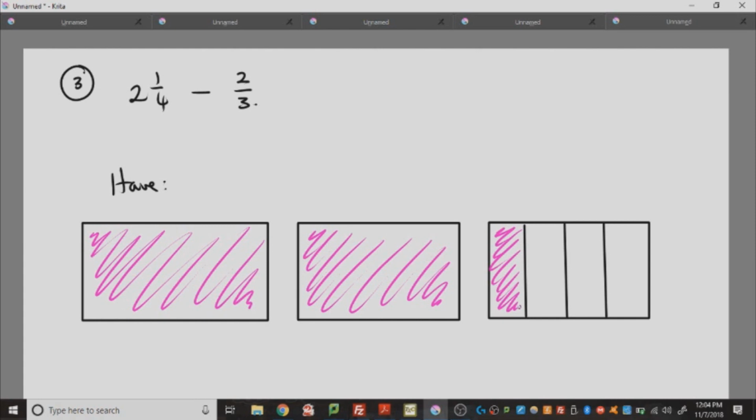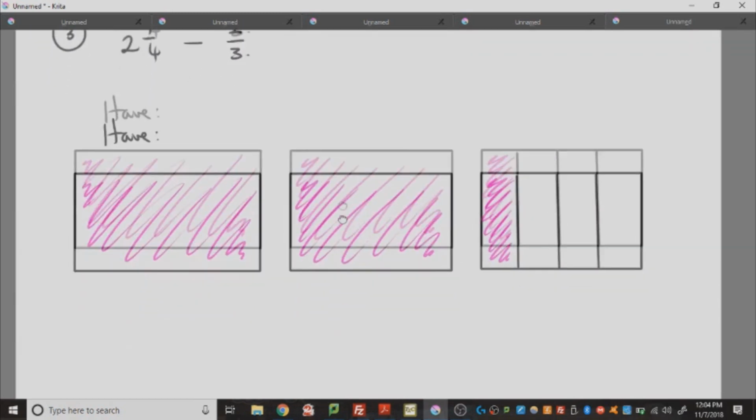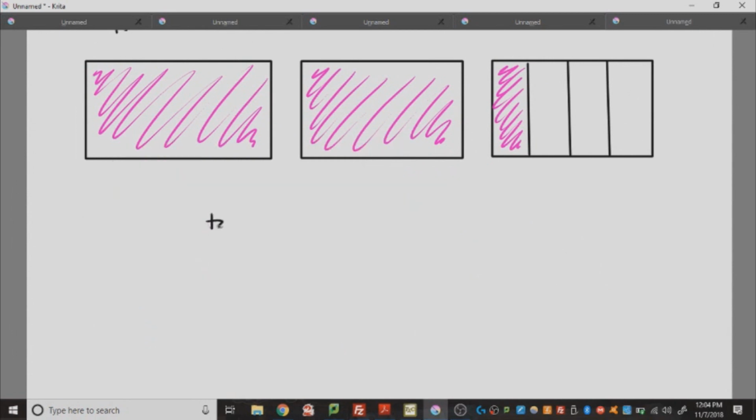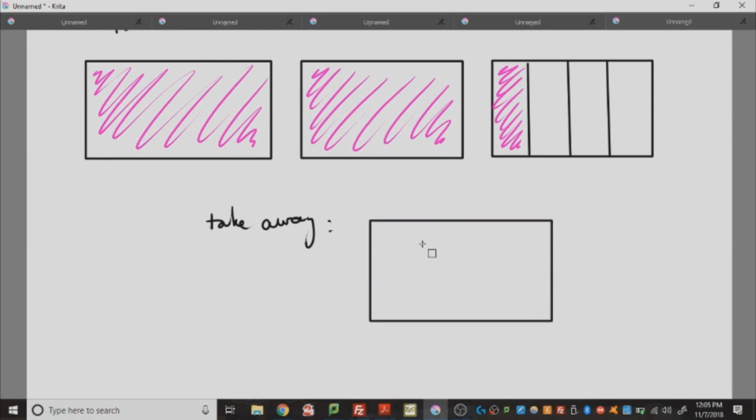That's what we have. Now I'm trying to take away something. I feel I do have to visualize what I'm trying to take away. Take away 2/3 of a rectangle. And because I've used columns, I'm going to go rows for the thirds.